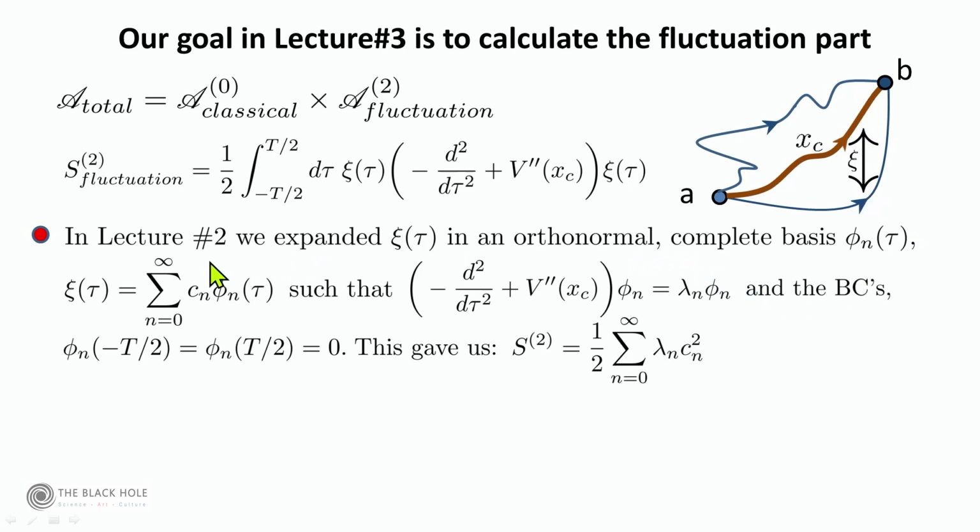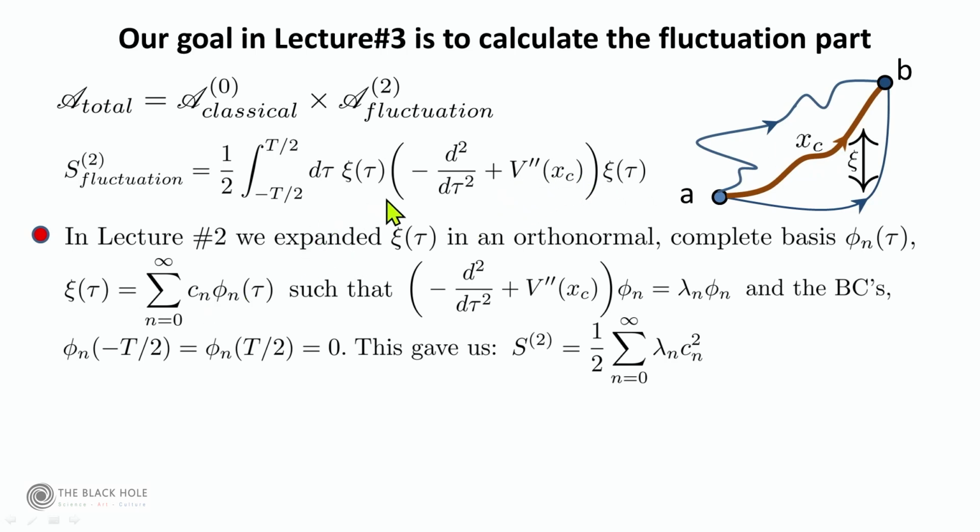Okay, so in lecture number 2, the previous lecture, we expanded xi in a complete orthonormal basis, and these were the eigenfunctions of this operator, this minus d2 by d tau squared plus the second derivative of the potential evaluated on the classical path. You see, V is a function of x, but we're not going to take all x. We're not going to take x's over here or over here. We're going to take x's only along this classical path.